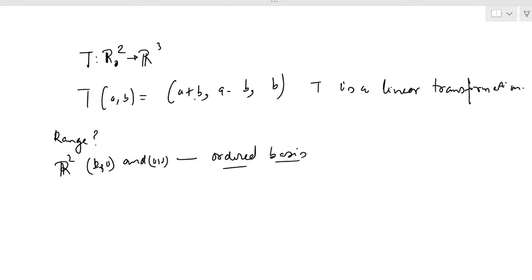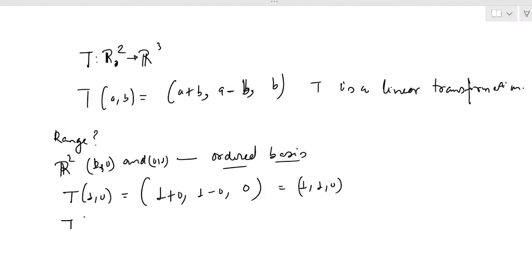So by definition, every point (a, b) gets transformed to (a plus b, a minus b, b). So what do you think (1, 0) is going to get mapped to? T of (1, 0) is (1 plus 0, 1 minus 0, 0), so it would be mapped to (1, 1, 0). And T of (0, 1) is (0 plus 1, 0 minus 1, 1), which is (1, minus 1, 1).